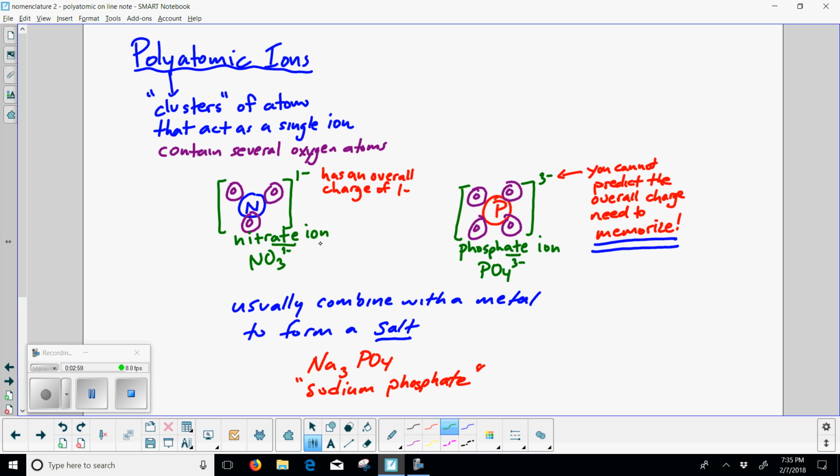We have nitrate ion. So we've got 3 oxygens and a nitrogen. So NO3 has an overall charge of 1 negative. Here's another one called phosphate. Remember this from last year. The phosphate ion has 4 oxygens associated with the phosphorus, so PO4, and the charge is 3 negative. Now, you have to memorize the polyatomic ions and memorize their formula and their charge. There's no way around it because there's so much variability. But we'll show you some ways you can remember them.